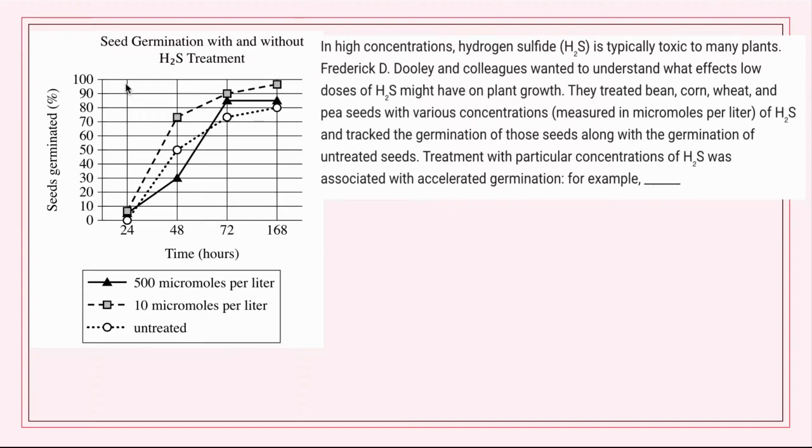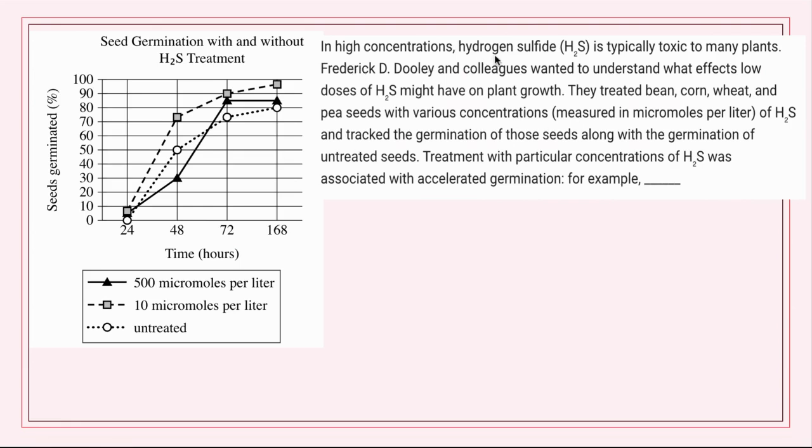All right, so let's look at this graph real quick. It's another line chart and it says seed germination with and without H2S treatment. Here on the x-axis we've got time, and then we have percent of seeds germinated on the y-axis. And then it says untreated and then it says 500 micromoles per liter. It's okay if you don't know what a micromole is, that's fine.